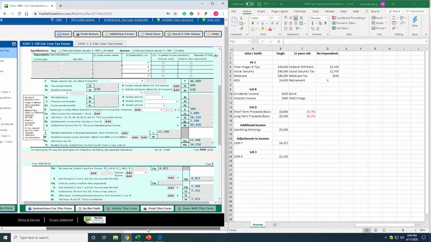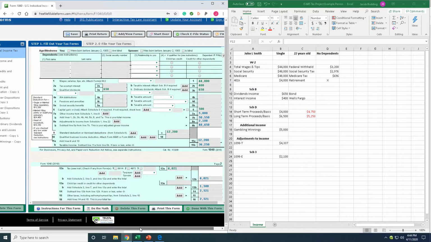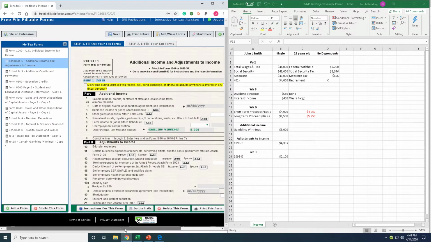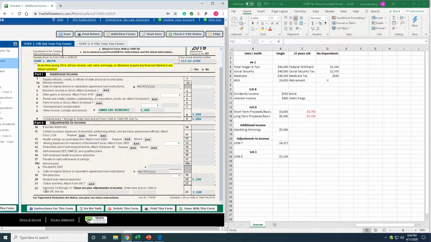This changes every year. There are going to be worksheets for it, but since we're keeping it simple, I just wanted to quickly go over that, as you will not always be able to deduct the entire amount once you start making a lot more money. So this $2,100 goes right here under student loan interest deduction, and these are your adjustments.